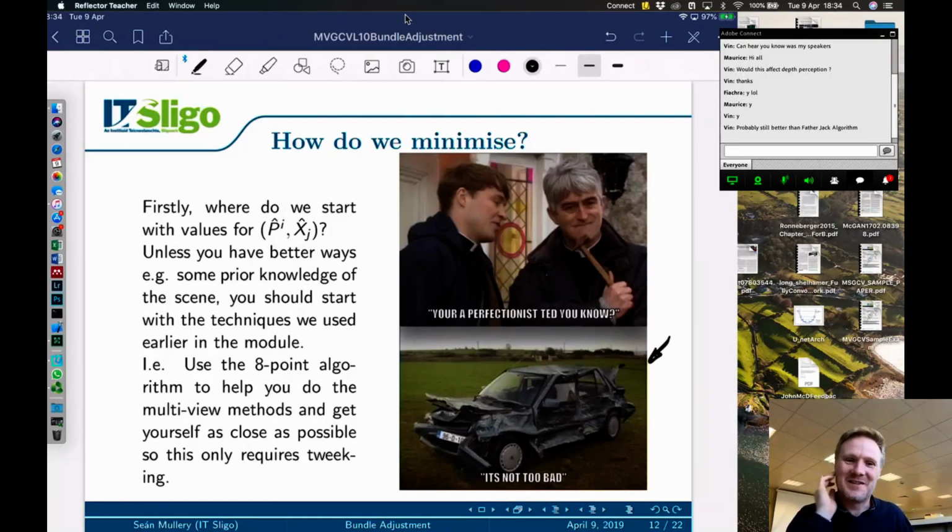Exactly. Okay, so firstly, this comes out. So where do we start with our guesses for these things here? Because that will then determine what our starting position is.